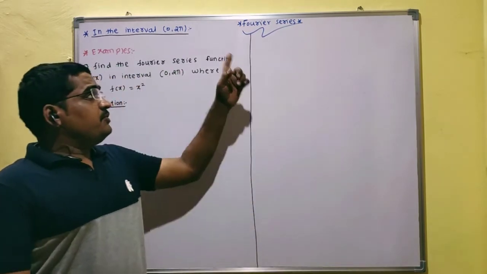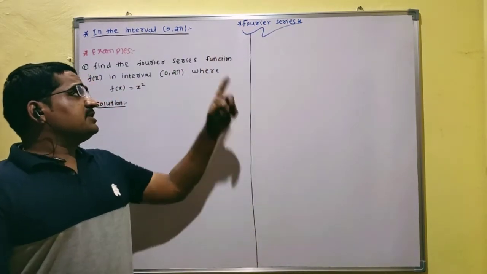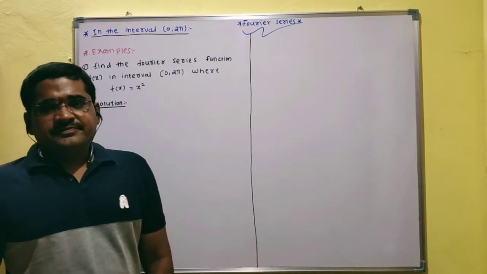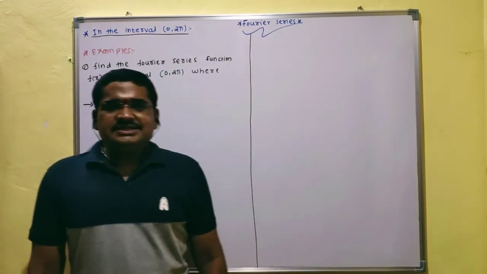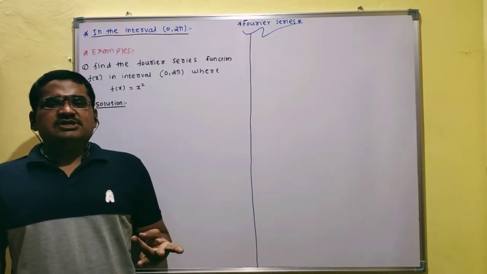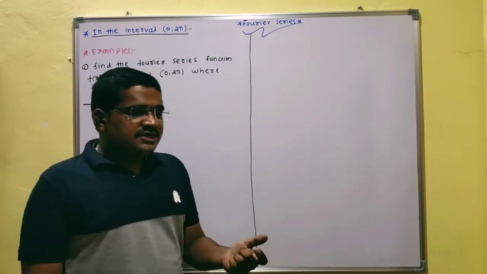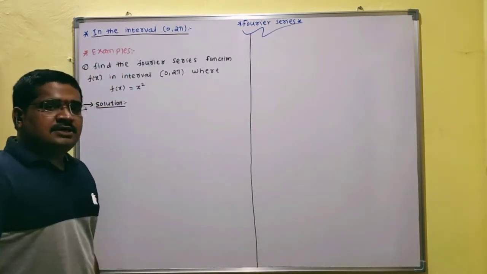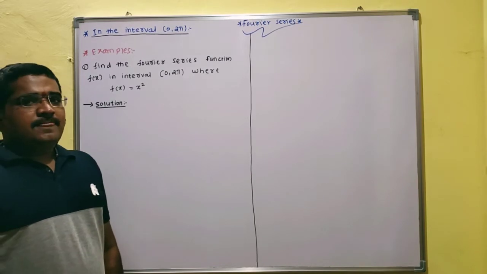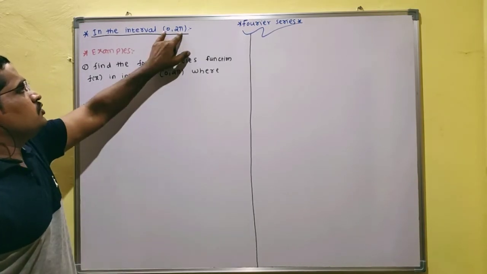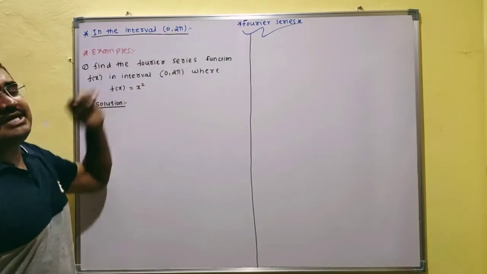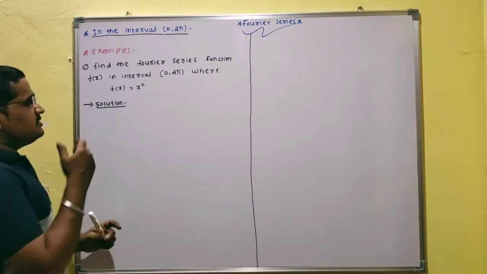Now this is the second video regarding the second chapter, Fourier series. In the previous video we saw the definition, some basic formulas, and some of the important results. Now on the basis of this interval 0 to 2 pi we have to solve this example. How to solve this example, we will see one by one.